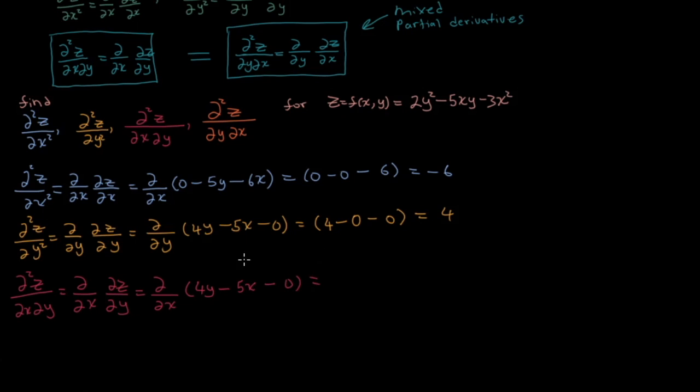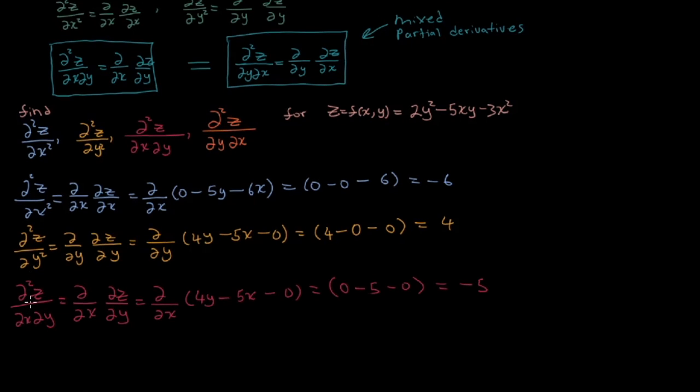But now the only difference is that on the second attempt we're going to differentiate with respect to x. So let's do that now. When we differentiate this function here with respect to x, we'll notice that this 4y is a constant, so it goes to 0, we get negative 5, and 0, which just gives us negative 5. Now what if we were to do it the other way around? So we're going to differentiate with respect to x first, and then differentiate with respect to y. What would that look like?